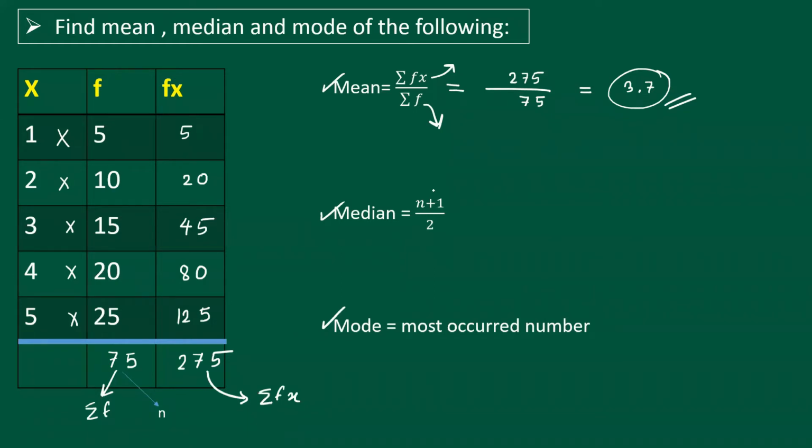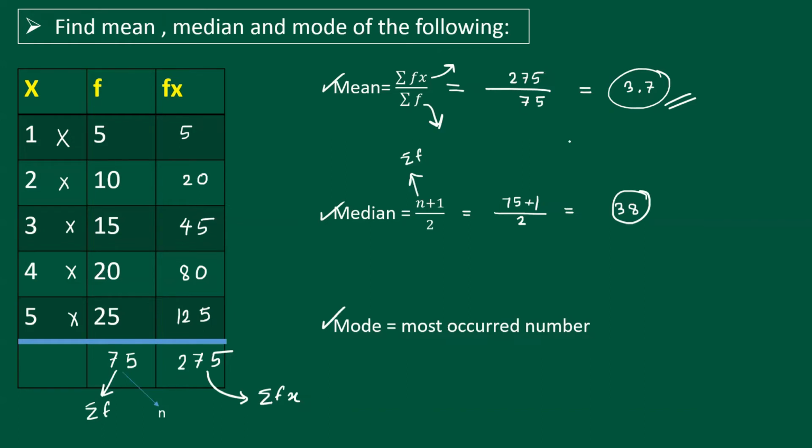So now we will find out the median from this group data. The formula for finding median is n plus 1 divided by 2, where n is the total frequency, which we already know is 75. Now, if we just put the values over here, it is going to become 75 plus 1 divided by 2. So the result is 38. Now this 38 is not our median. We have to find out when the frequency overtakes this 38 value.